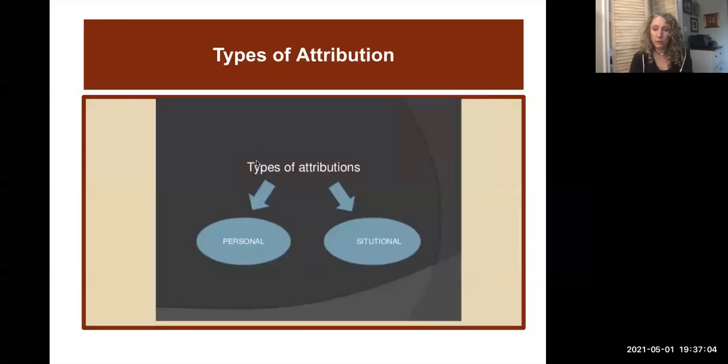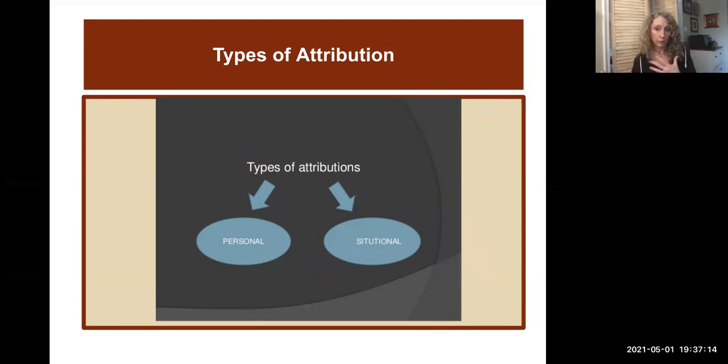So the first thing we're going to talk about is how we attribute, and attribute means how do we explain our own behavior, the why, and then how do we explain others. The 2 main types of attribution are called personal attribution or situational attribution. And that is actually spelled wrong. There's a little typo there I just recognized.